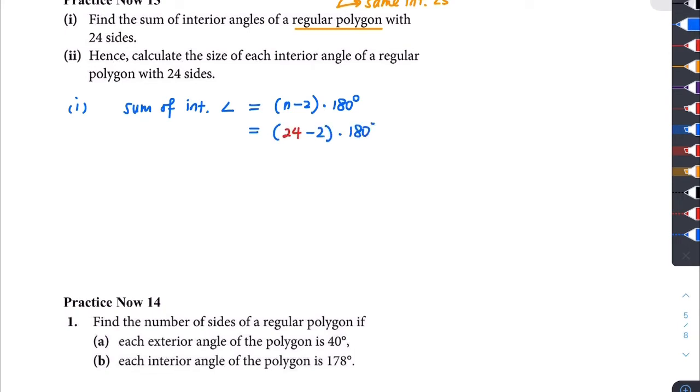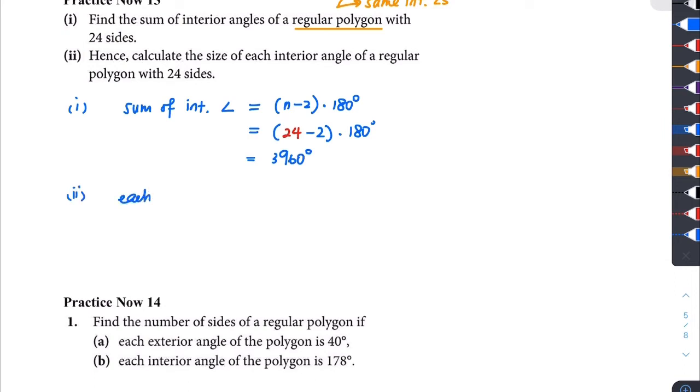Okay, times 180. So 24 minus 2 times 180. Okay, so this one is actually 3960. Okay, 3960. Okay, then for part 2, calculate the size of each interior angle.